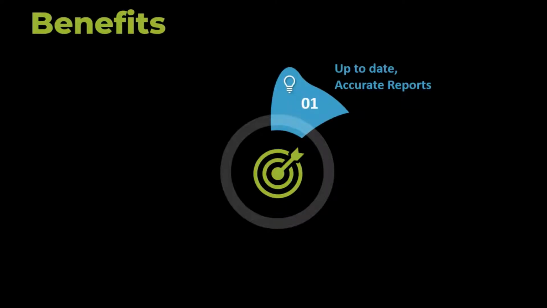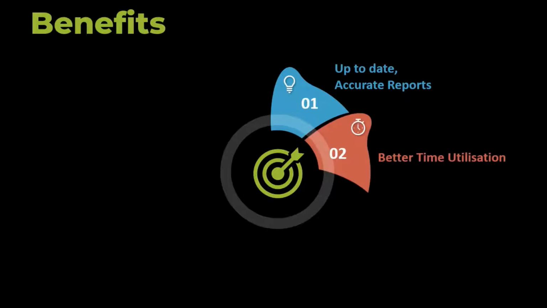Let's sum everything up and look at the benefits of automating the campaign reports. The first is obviously you get up to date, accurate reports. We already discussed how human intervention might result in some error creeping in. The next is better time utilization. I don't think this point needs any further discussion.